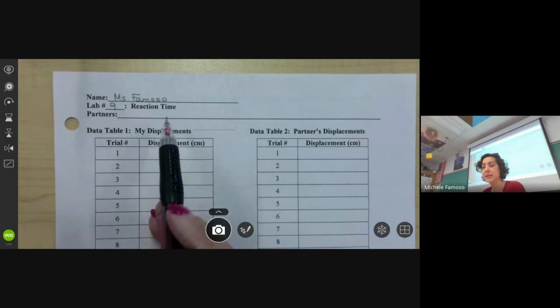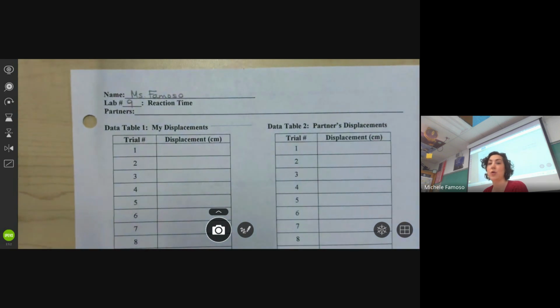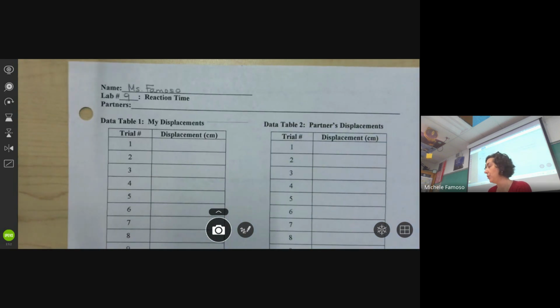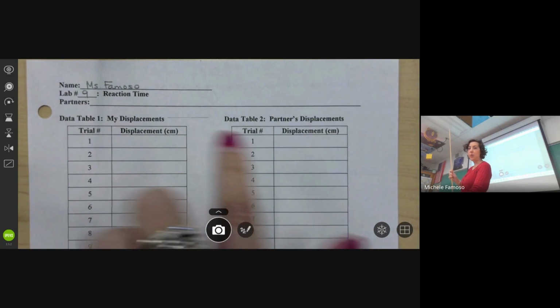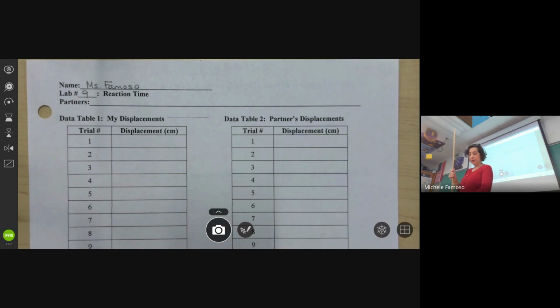As you can see in this lab, we will be measuring or calculating rather your reaction time. And here's how we're going to do it. Between you and your partner, you're going to get a meter stick. I'm going to demonstrate what you're going to do. You are going to stand when you do this lab, when you are collecting your data. You'll see you have 2 charts to complete, table 1 and table 2. Table 3 is a summary of the answers.